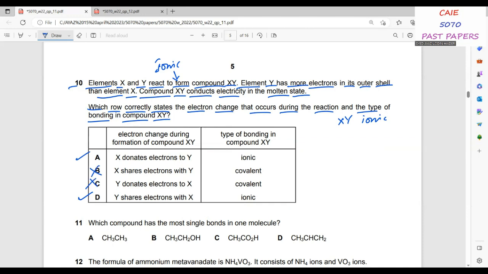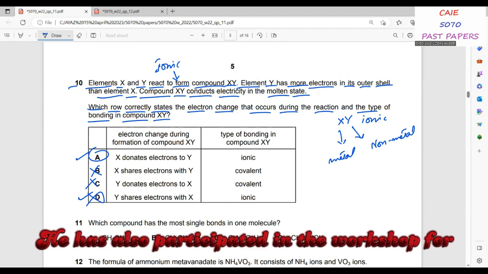So what will happen during the formation of an ionic bond? X must be the metal which gives electrons to the non-metal. So look at the statement. X donates electron to Y. This must be the right statement. Part D, Y shares electron with X. This is wrong. This can't be correct. So A will be the right answer for this question.